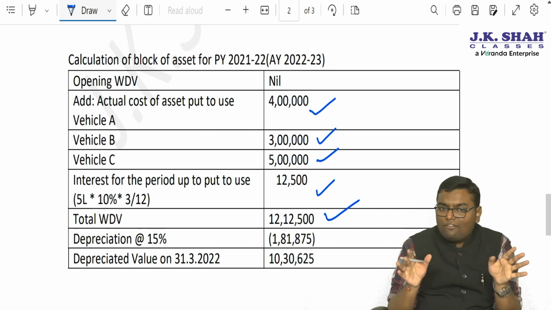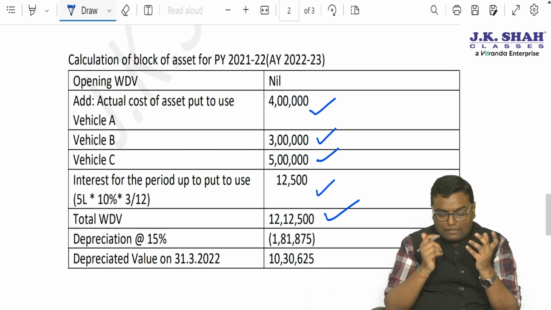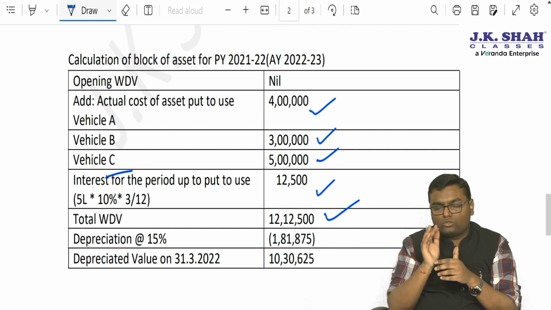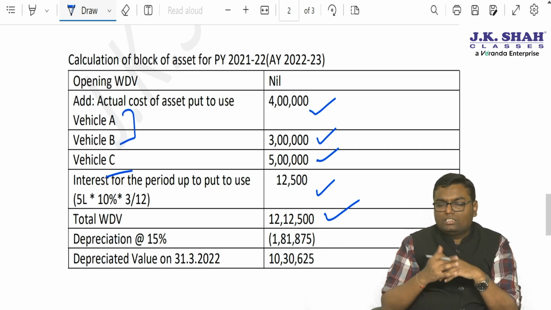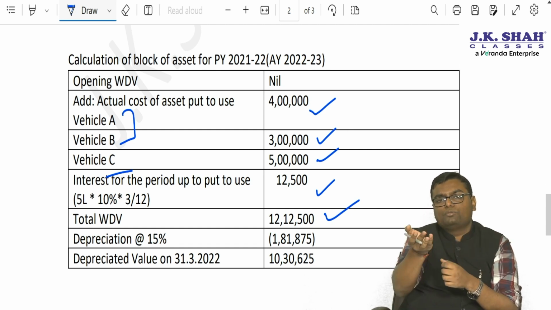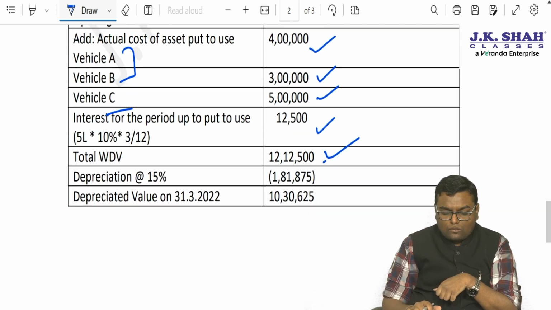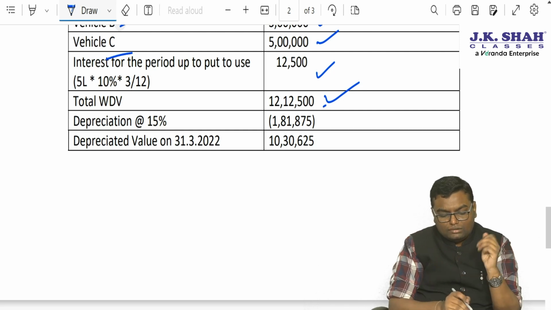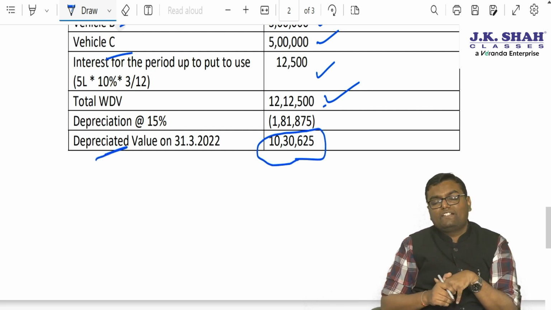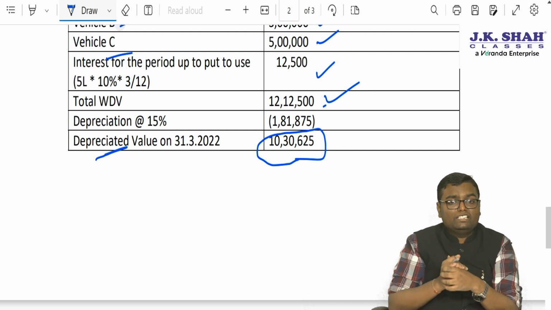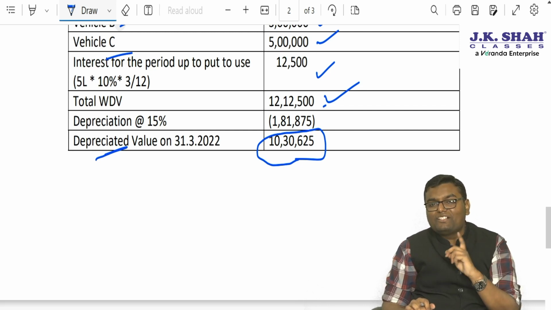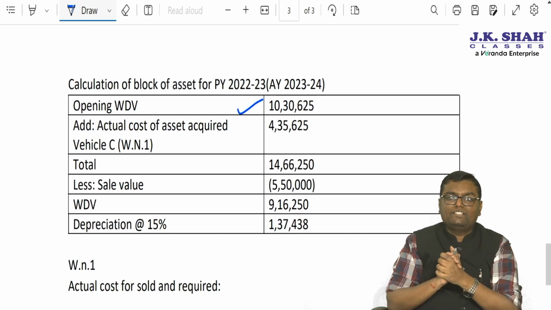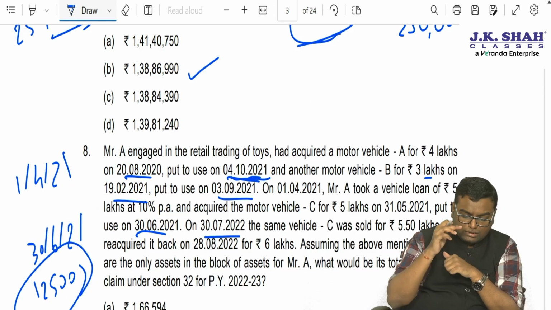Now understand, there will be no half depreciation, because motor vehicle C is put to use for more than 180 days, on 30th June 21, on or before 3rd October. Motor vehicle A and B, half depreciation will not apply, because acquired and put to use in a different year. So on the entire 12 lakh 12,500, we have to apply 15% depreciation, and after deducting it, the depreciated value will be 10 lakh 30,625. Now, can I say this will become the opening WDV for the financial year 22-23? So, for financial year 22-23, what is the opening WDV? 10 lakh 30,625.